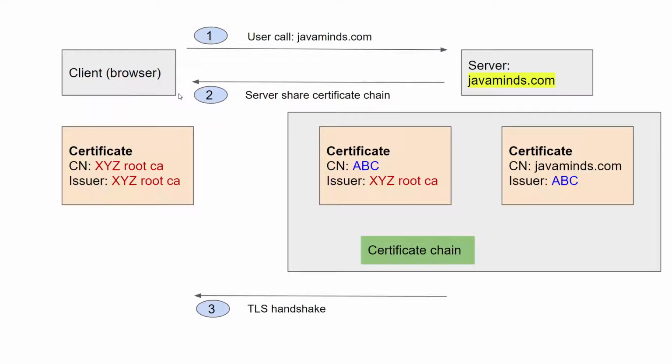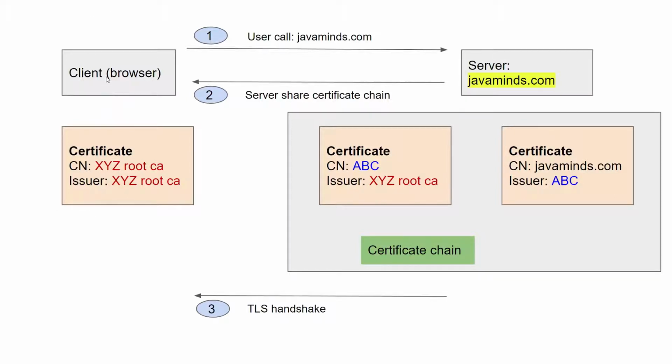In this case, the certificate presented by the server to the browser, javaminds.com, is validated by the browser. The browser says this certificate is signed by ABC, and ABC is signed by XYC root CA. This XYC root CA certificate exists in my repository, and I trust it. If the browser trusts this certificate, that means it trusts the next one as well, and so on. So this linking happens via the root CAs. This logic exists in the browser.